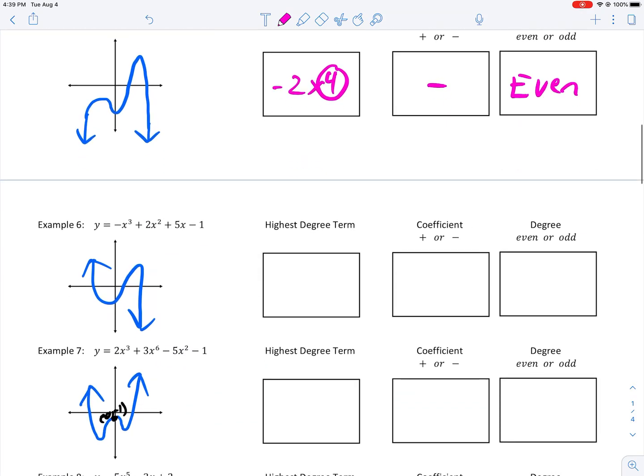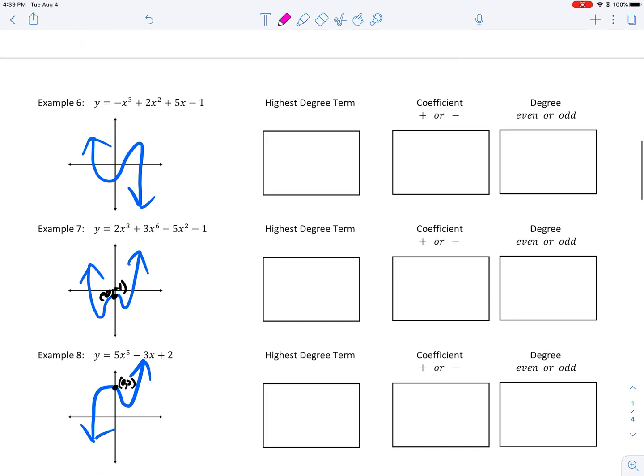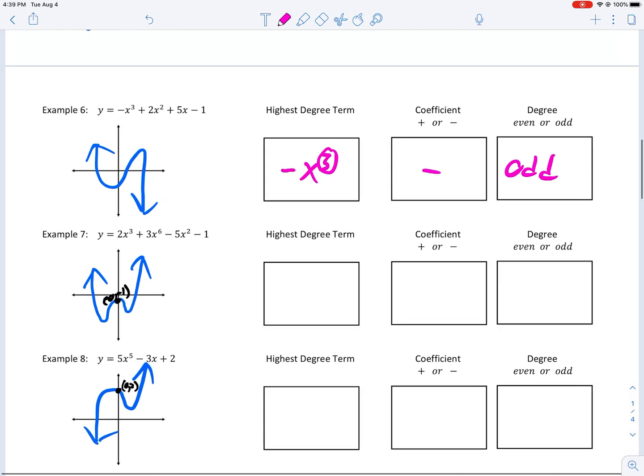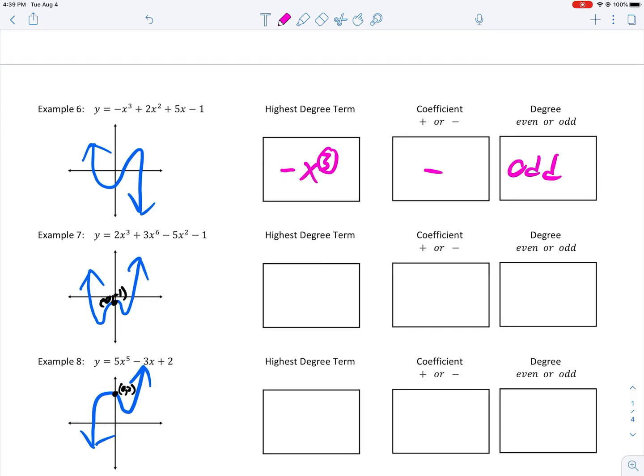That's basically the largest exponent is what your degree is. All right, go ahead and flip your notes over. Again, I sketched example 6, 7, 8. I used Desmos to create these sketches. So look for the highest degree term. That would be negative x cubed. It's negative, and it's odd because this is a 3. Now notice, where does this graph start? Well, it starts high and it ends low.